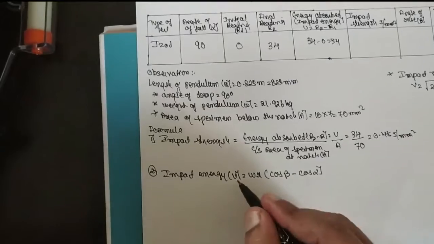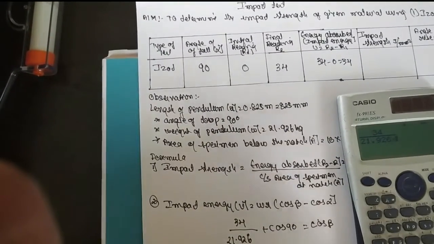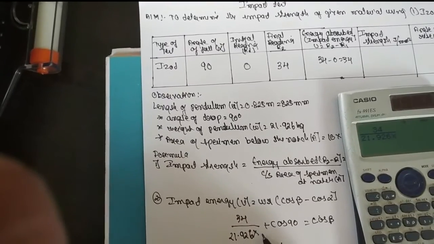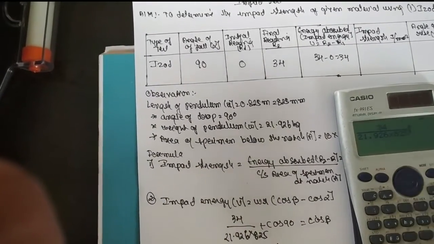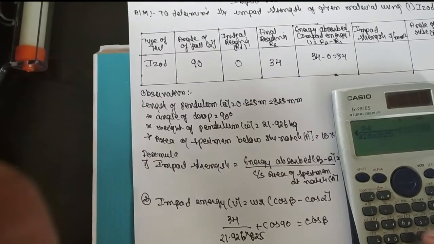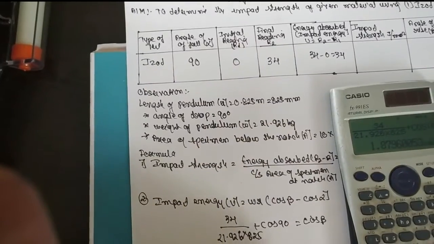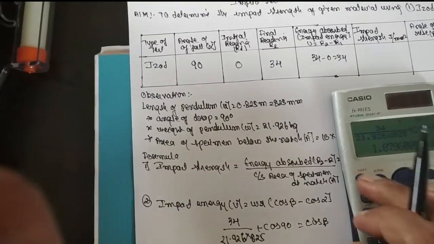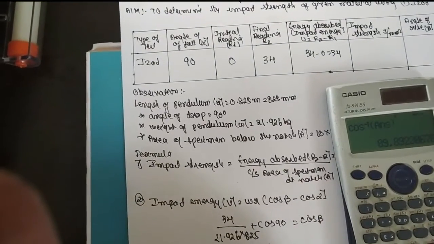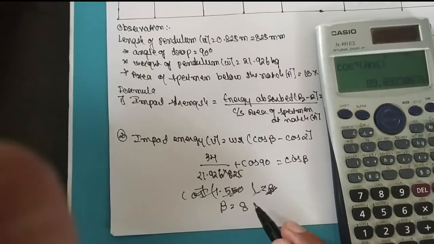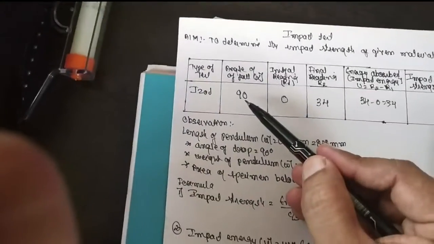Now find out this part. U is already known, 34 divided by 21.926 into the R value. The R value is 825. Then 825 plus cos 90. This is the answer. Make it cos inverse, shift cos inverse. You will get the beta value as 89.89 degrees, which is almost equivalent to 90 degrees.